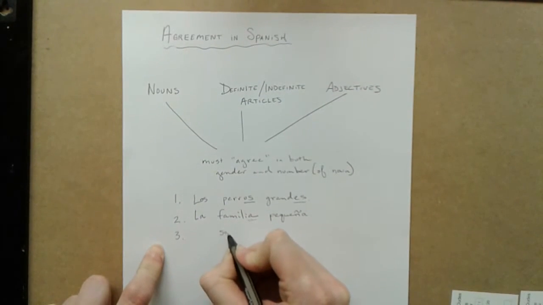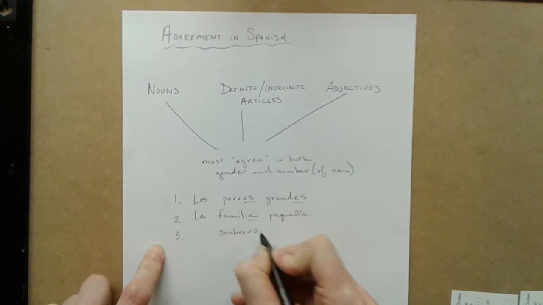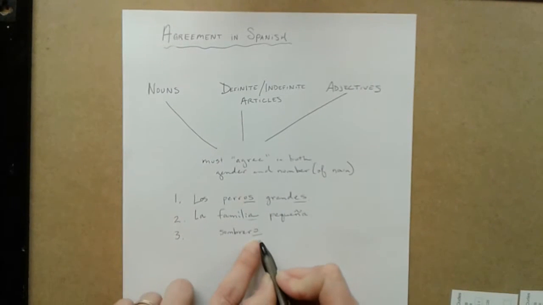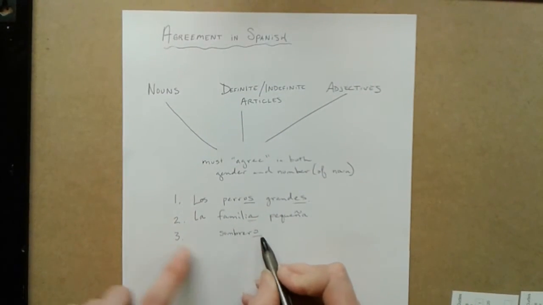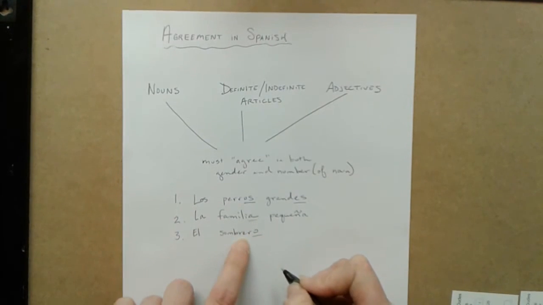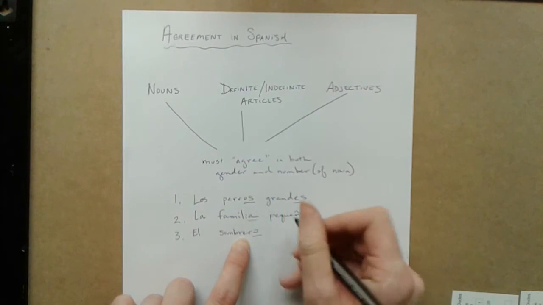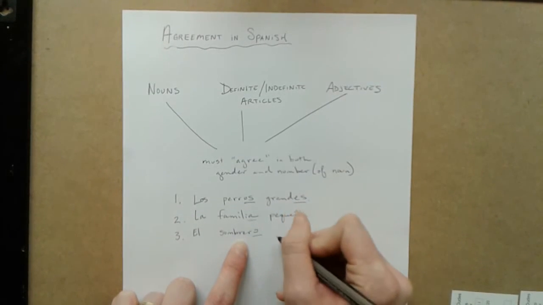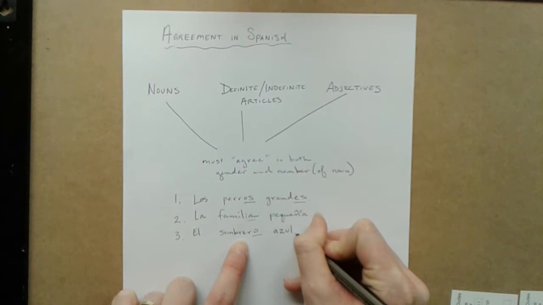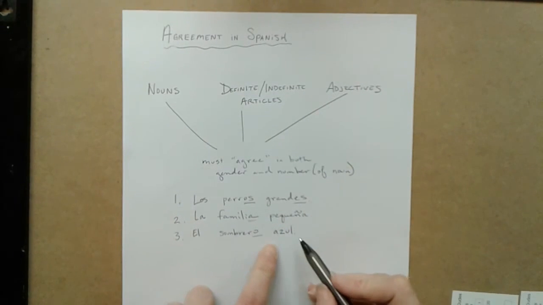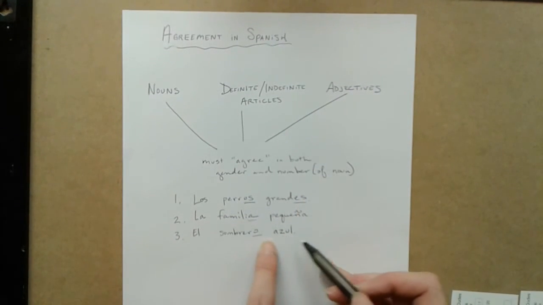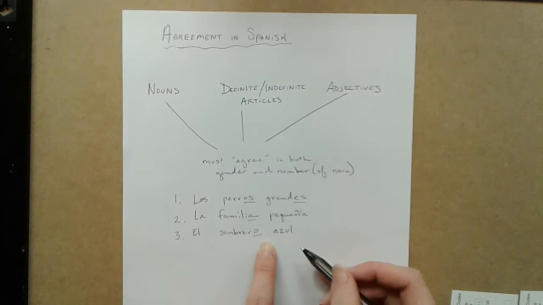All right, third example. Our noun will be sombrero. Here it is singular. We know that, and it's masculine, so we'll have el sombrero, and then we'll say a color. It's blue. El sombrero azul. Notice azul is like grande in the fact that it doesn't change whether it's masculine or feminine.